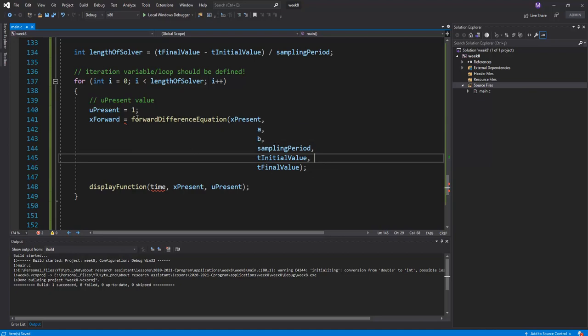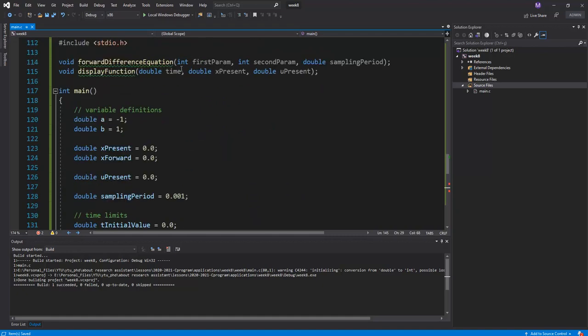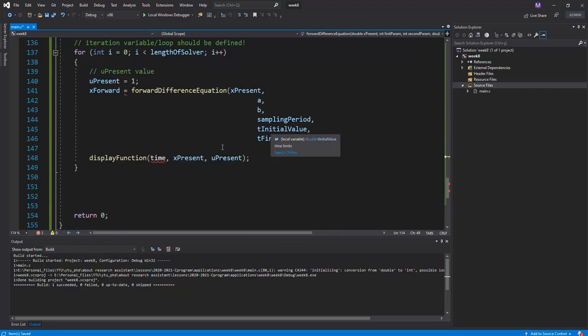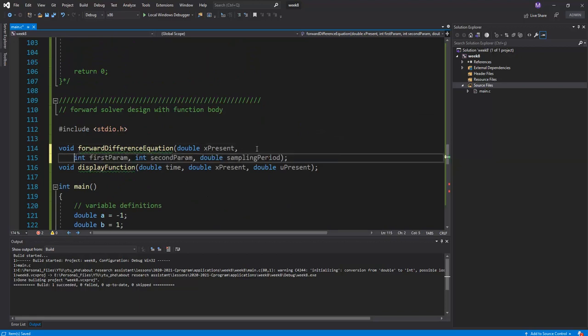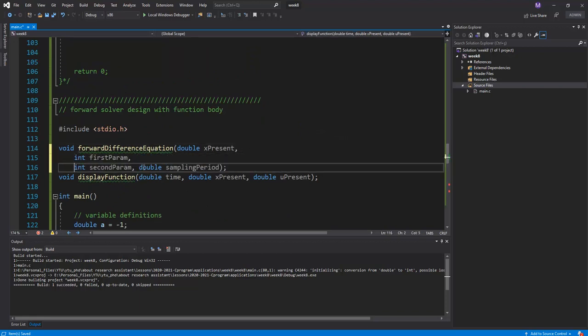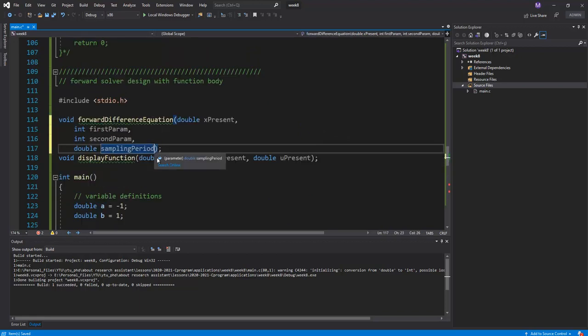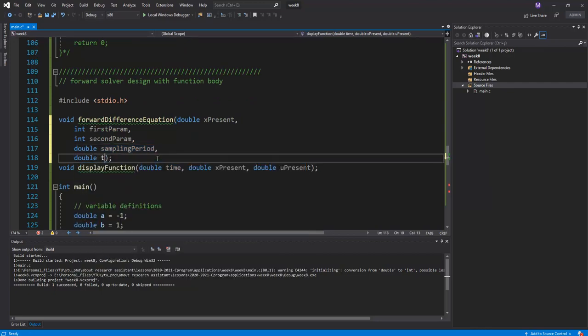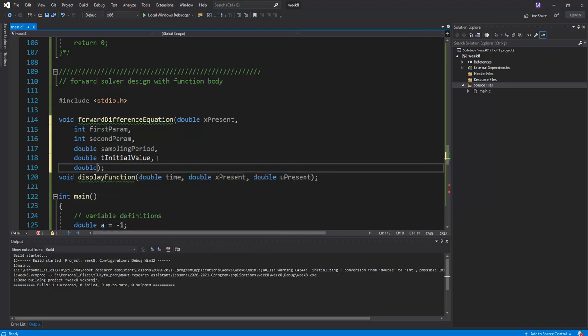And so we need to change the declaration of the forward difference equation like this one. The double x present value in here, and so the a b is in here, t initial value like this one, double t initial value and double t final value.